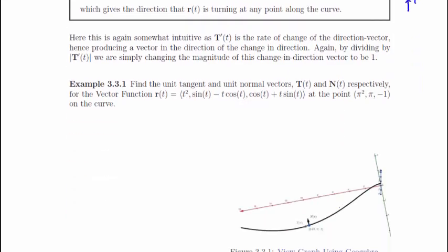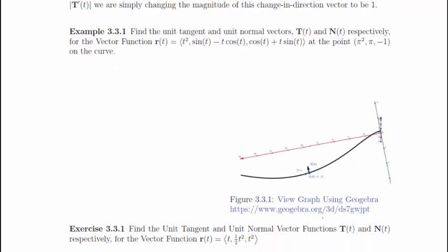Let's just go ahead and do some computations, and we'll look at a graph here. Find the unit tangent and unit normal vectors, capital T of t and capital N of t, respectively, for the vector function r of t equals the vector t squared, sine of t minus t cosine of t, cosine of t plus t sine of t, at the point (pi squared, pi, -1) on the curve. This is example 3.3.1. All right, so capital T of t equals r prime of t over the magnitude of r prime of t.